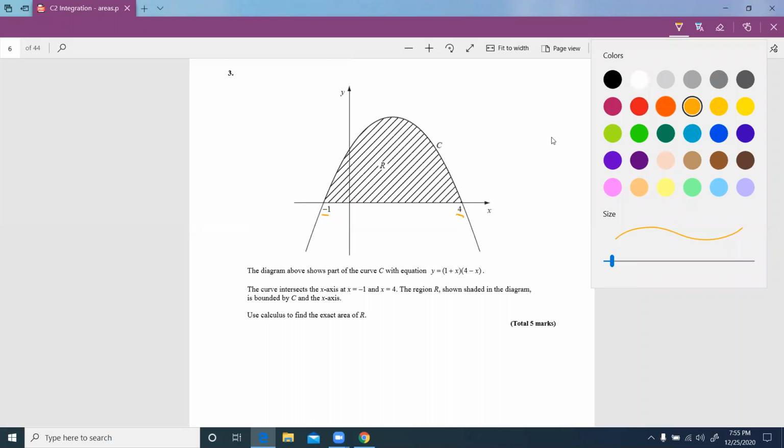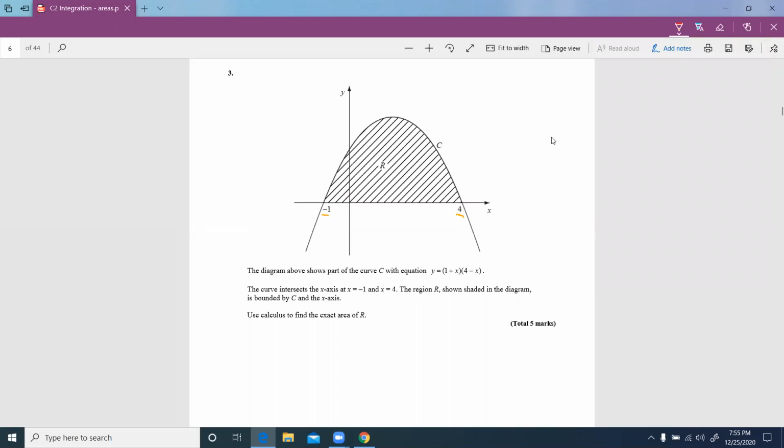What you need to do is integrate this curve from -1 to 4, 1 plus x, 4 minus x. You cannot do this integration with our basic integration knowledge, so we have to expand this bracket. 1 into 4 is 4. 1 into minus x is minus x. x into 4 is 4x. x into minus x is minus x squared. You can simplify this to 4 plus 3x minus x squared.